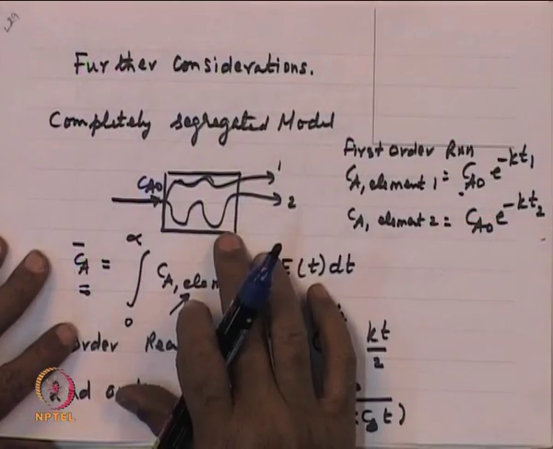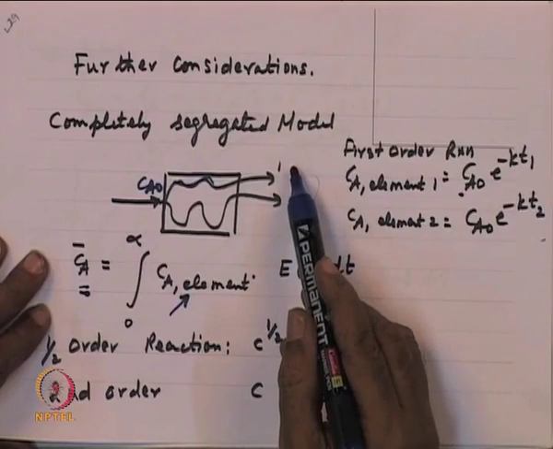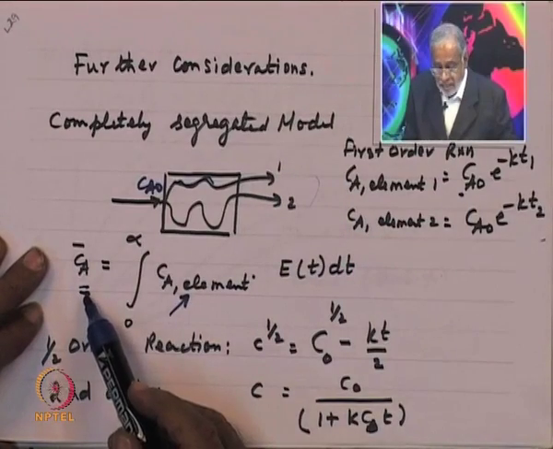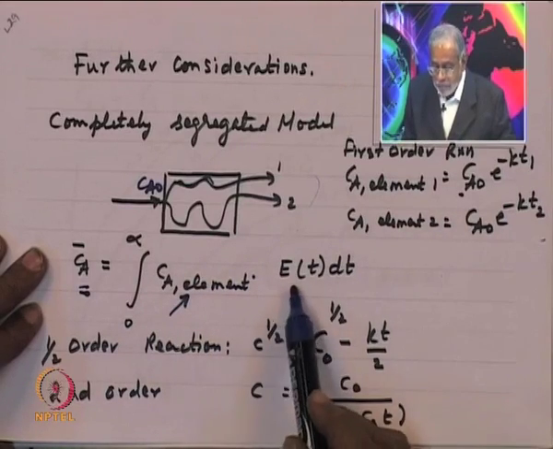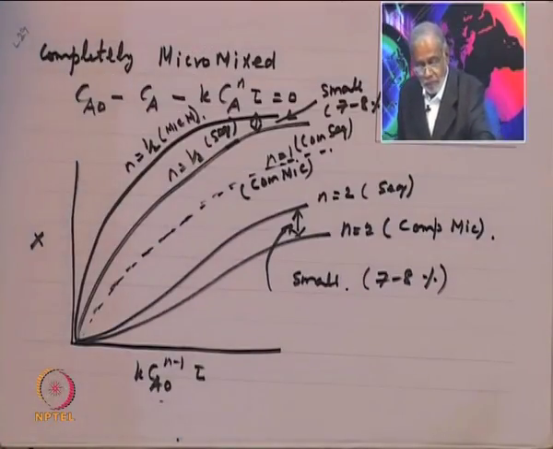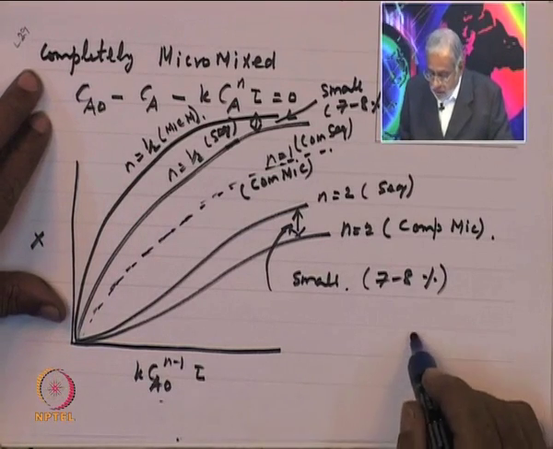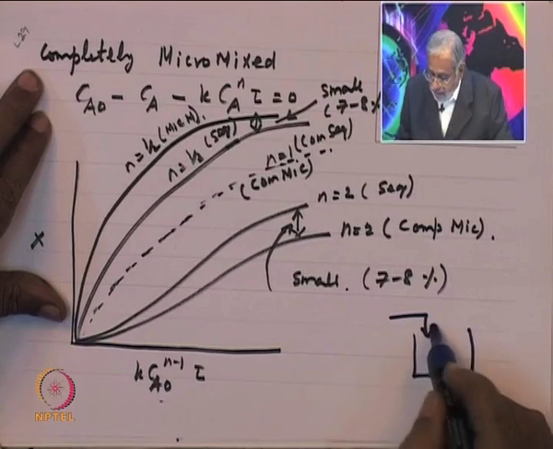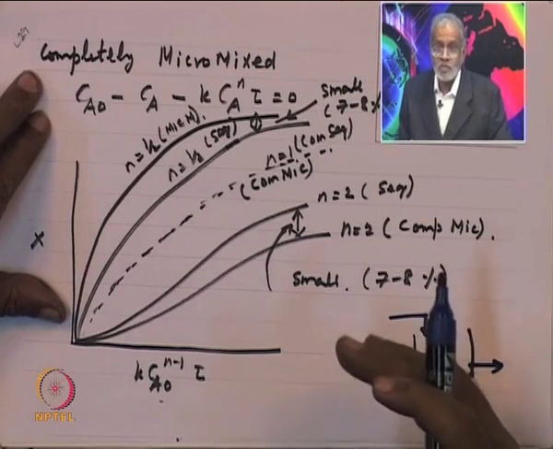Just to cut this long story short, what we are saying is, a completely segregated model assumes that the fluid elements mix only at the exit, and therefore the average at the exit is what happens to each element as per the order of reaction multiplied by the residence time distribution, that gives us the average. In the completely micromix model, the assumption is that as soon as it enters, it mixes. It's called early mixing. Okay, in complete segregation, it's called late mixing.